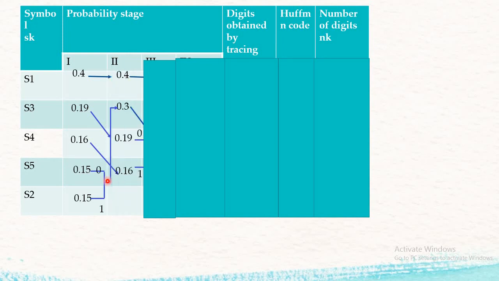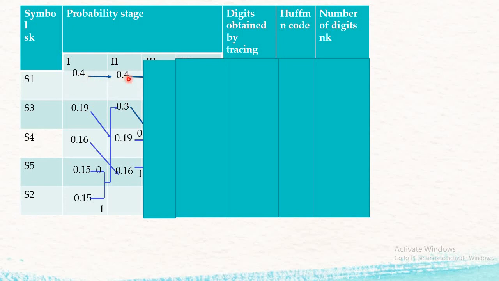After that its sum comes out to be 0.3, so we just check the value. Where will my 0.3 go? The 0.3 will occupy the second position, because my first position is occupied by 0.4 and 0.4 is greater than 0.3, and 0.19 is less than 0.3, so it will occupy the position in between 0.4 and 0.19.